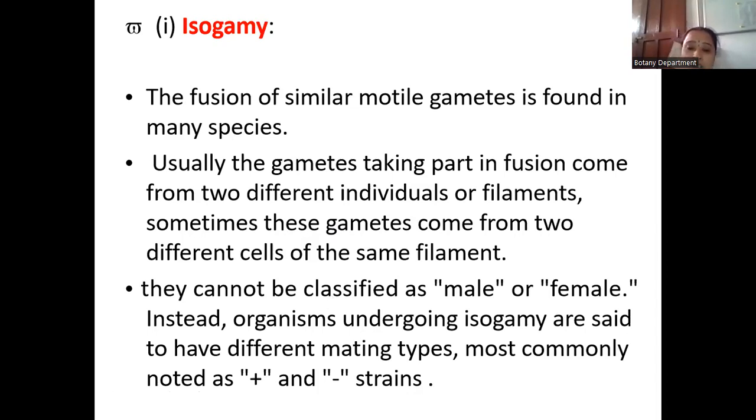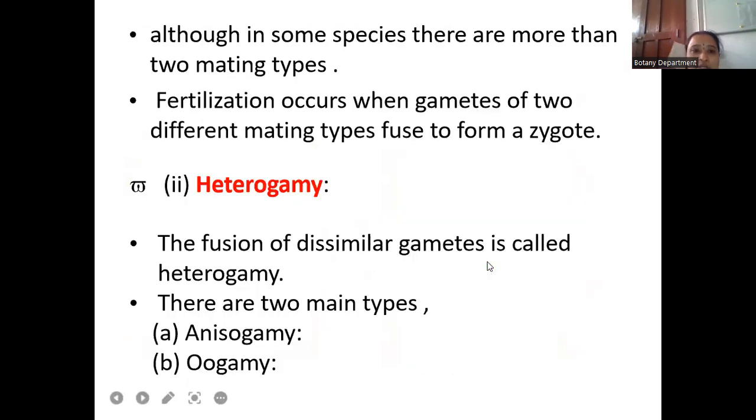Instead, organisms undergoing isogamy have different mating types, most commonly noted as plus and minus strain, the positive strain and negative strain. It is not said to be male gamete or female gamete. That's why the names are commonly noted as negative and positive. One is the negative strain, and the second one is the positive. See, this is Chlamydomonas. In isogamy, one is positive and the second one is negative. Through fertilization, these 2 different mating types fuse to form the zygote.